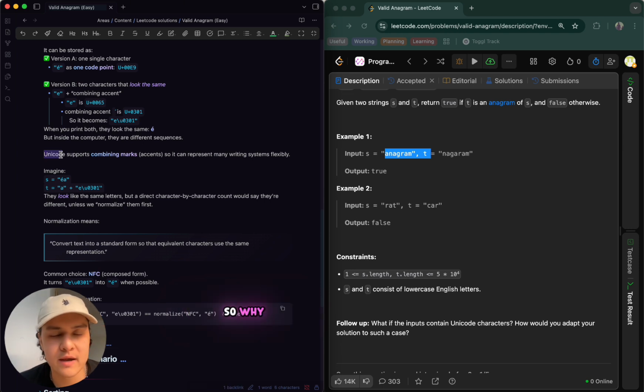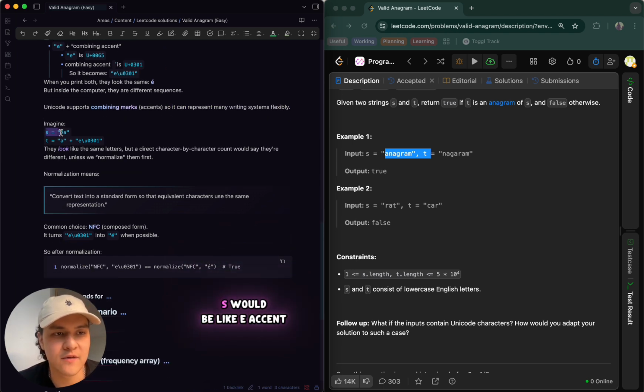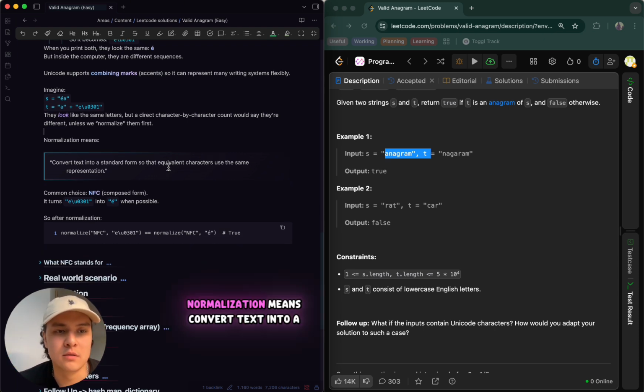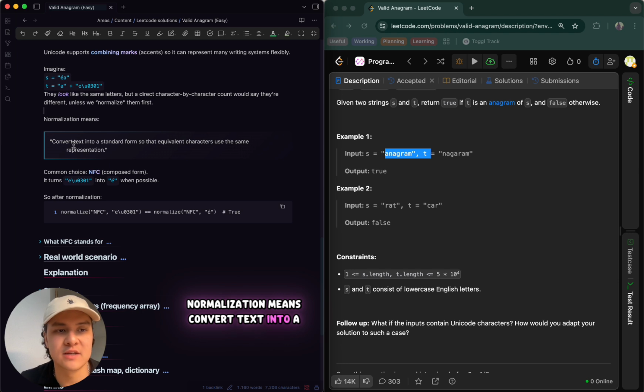So why is this the case? Because Unicode supports combining marks, such as accents, so it can represent many writing systems flexibly. For example, imagine S would be E with accent, A, and T would be A plus E plus a combining accent. They look the same, but direct character-by-character counting would say they're different, unless we normalize it.